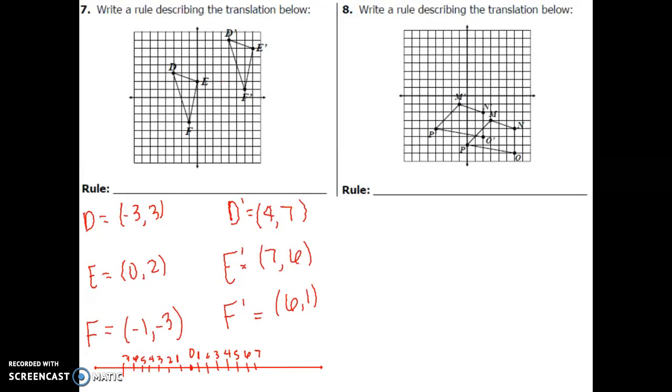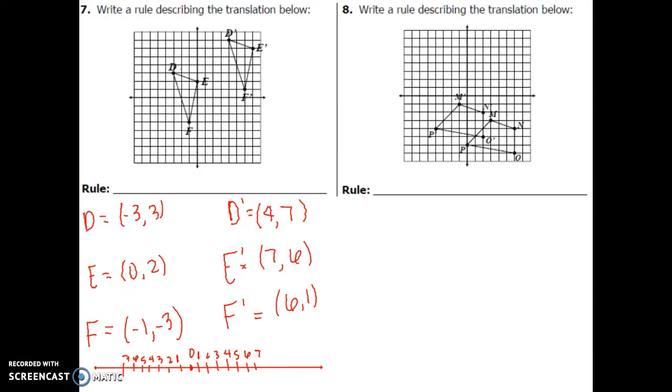So here I have plotted my pre-image and my image. These are the coordinates for those points. And so now we have to find how much did our x move, how much did our y move. There's a couple of ways to do this, and I'll show you these ways, and then you can pick your own and see which one you like best. So I'm going to start off by simply counting them.